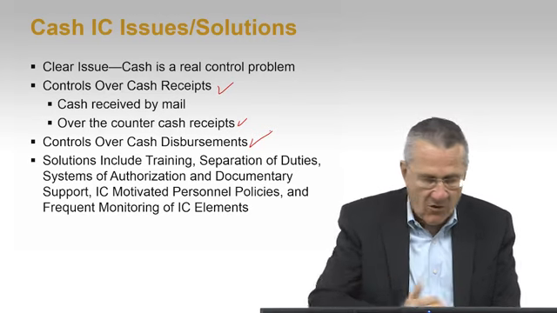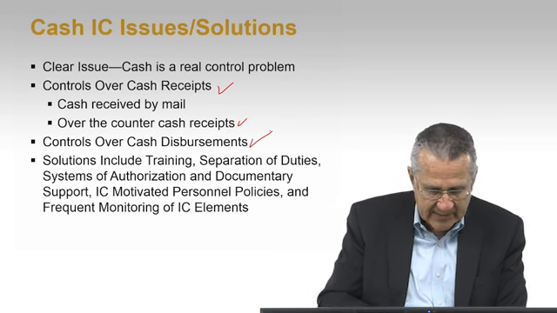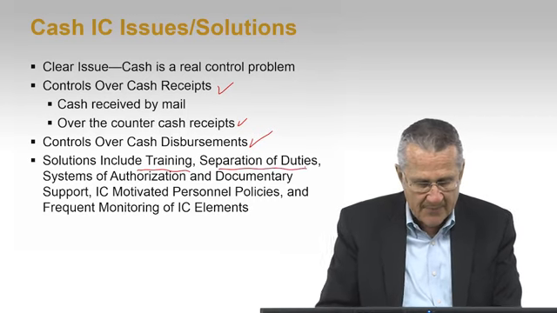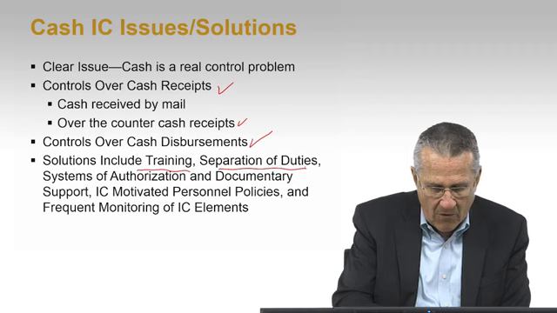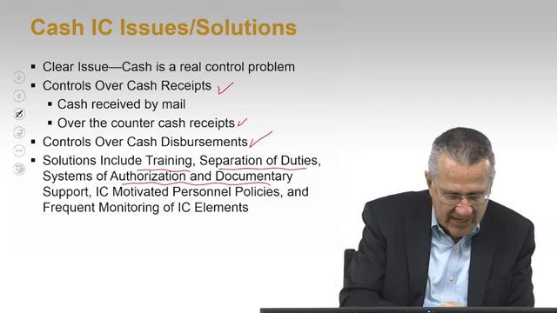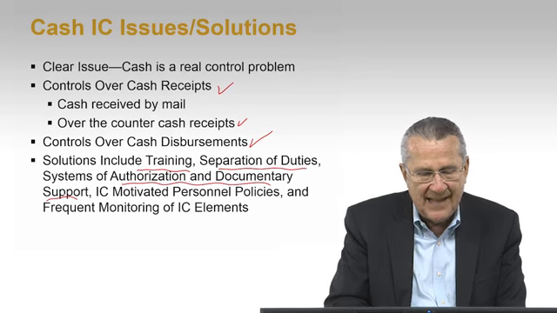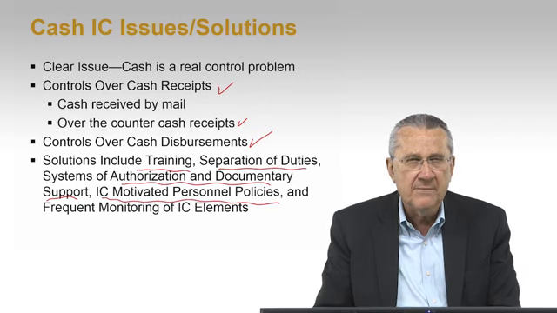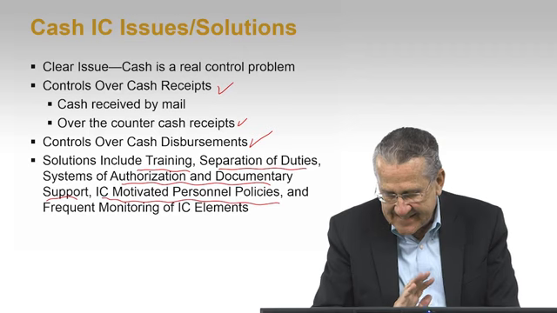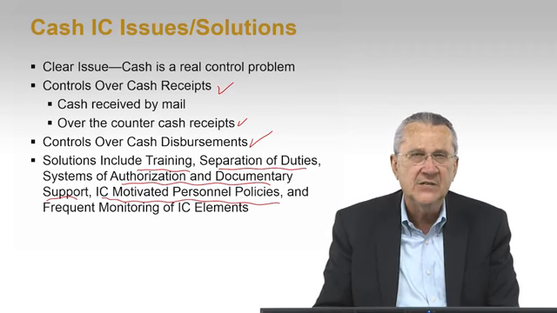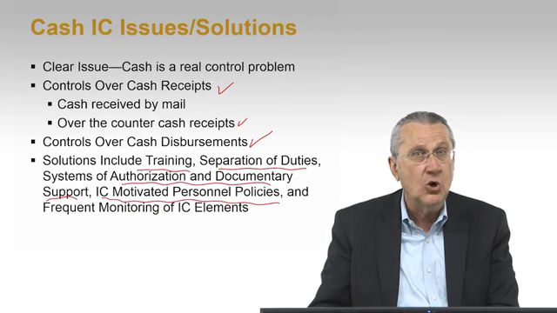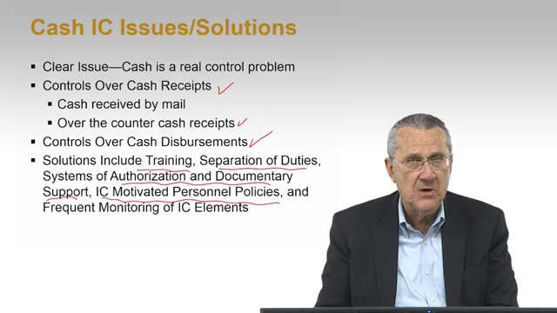Now, the answer to all of these problems tend to fall into training issues, separation of duties, we've talked about them some, systems of authorization and documentary support. And then we want to see internal control motivated personnel policies. We want everybody to take their vacation. Standard internal control device. What happens when somebody's gone for 2 or 3 or 4 weeks tells us a lot about internal control problems that we may have experienced.